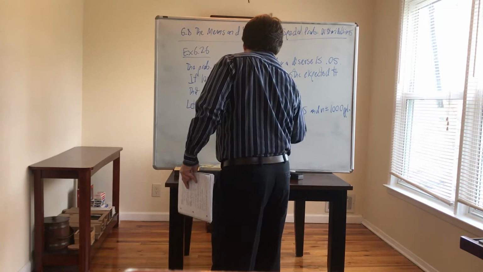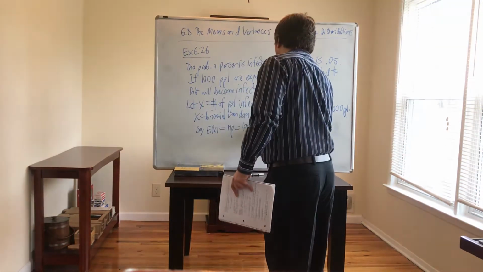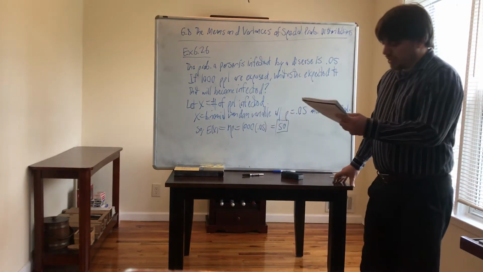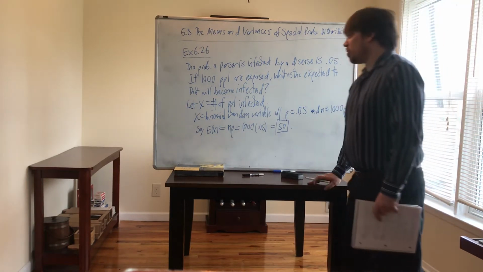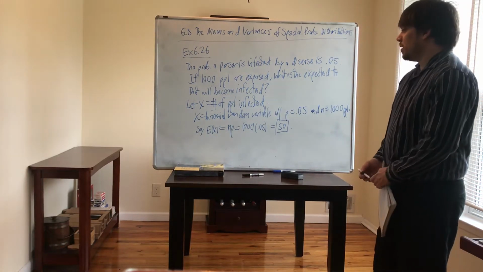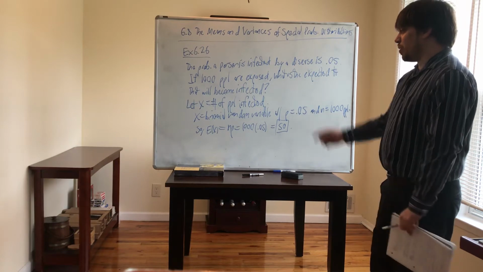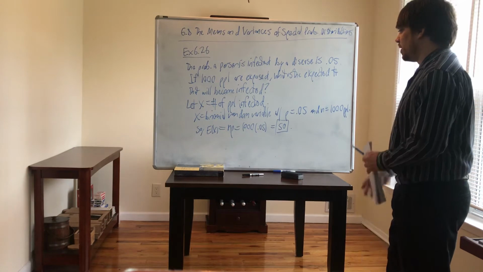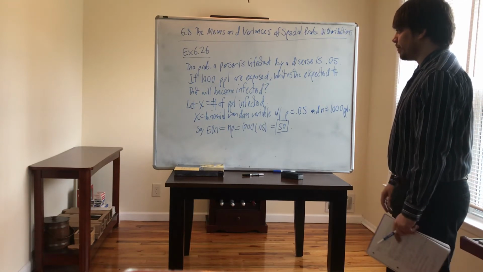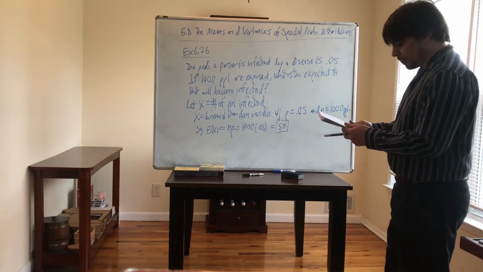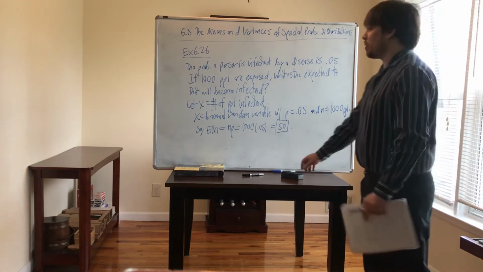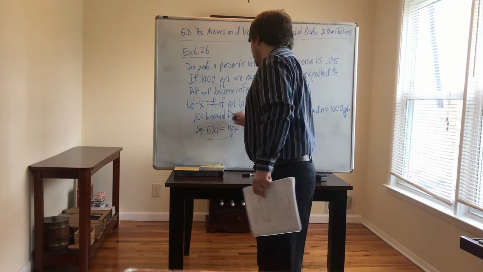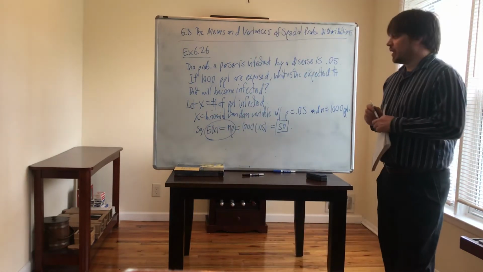So E of X is just n times p, which is the number of people exposed times the probability of being infected, and that's 50. So the expected number of people to become infected is the expected value of that binomial random variable X, which is n times p, 1,000 times 0.05, and you get 50. Okay, so that's example 6.26, and it's easy. You just know the fact that E of X is n times p.